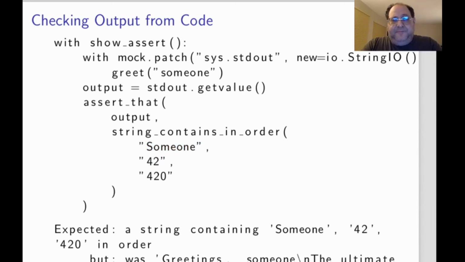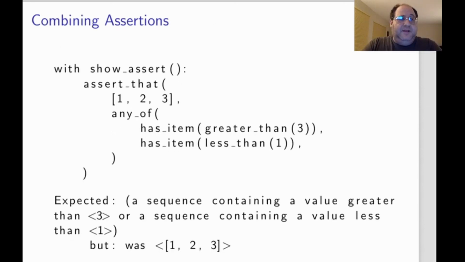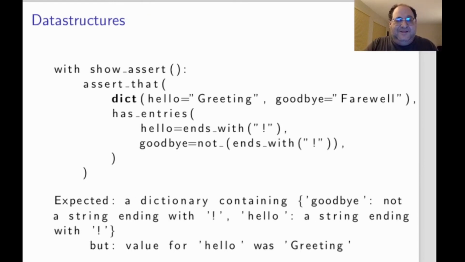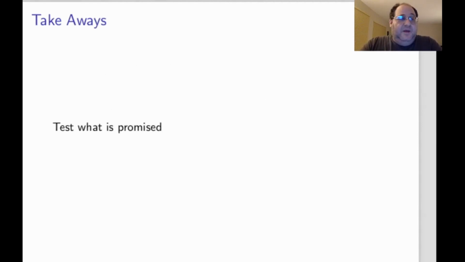So this is an example of how it's really useful, especially if you do any string templating. This can come in really handy. And of course you can combine assertions, so you can say it has an item greater than 3 or it has an item less than 1. Of course it doesn't have any, so it fails. You can do pretty complicated things with data structures. So you can say the hello greeting has to end with an exclamation mark, but the goodbye must not. And it says the value for hello didn't match. The value for goodbye was absolutely fine.